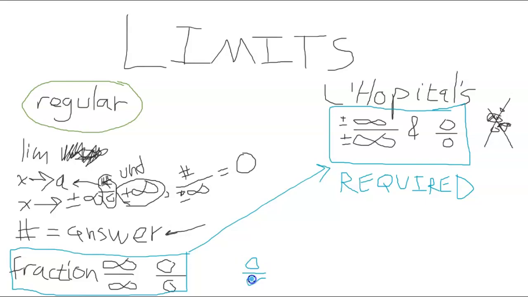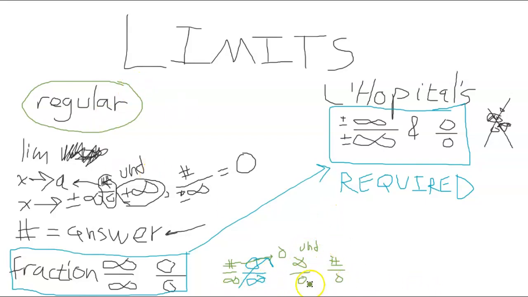0 over infinity, that's just 0, right? Infinity over 0, that's just undefined, just like a large number divided by 0 is undefined. A number over 0 is also undefined, right? And any number, not just 0, any number over infinity turns into 0 as the answer because the infinity gets so large it cancels out whatever size that constant number is. Remember, as a limit.